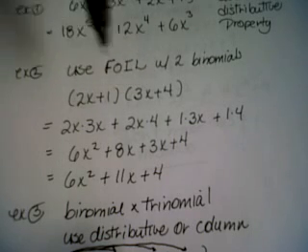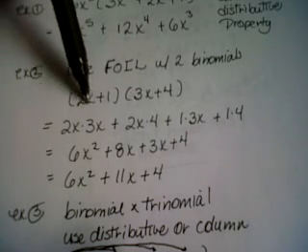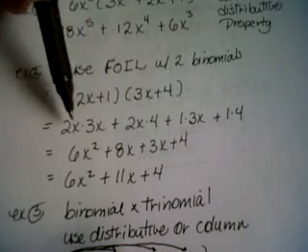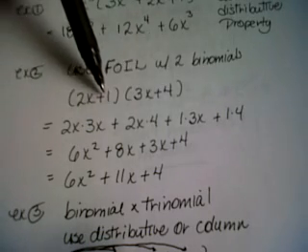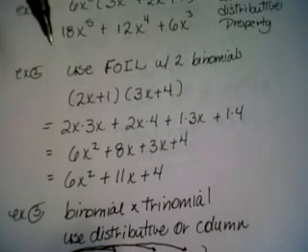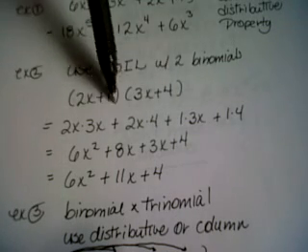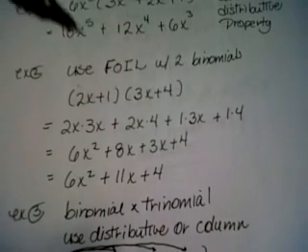So here's a binomial, here's another binomial. My first is 2x times 3x. My outer is 2x times 4. My inner is 1 times 3x. My last is 1 times 4.